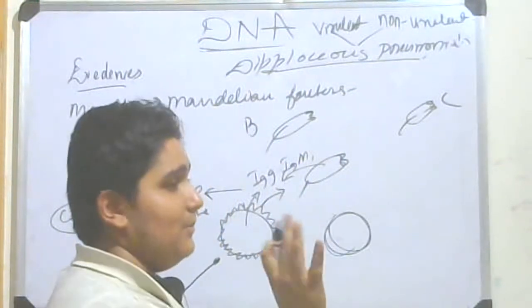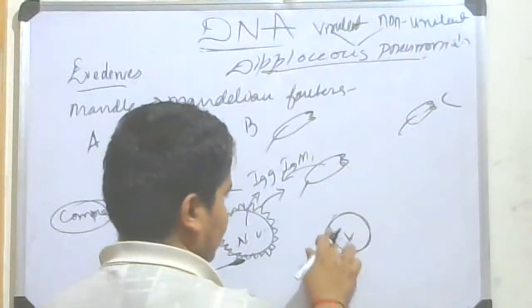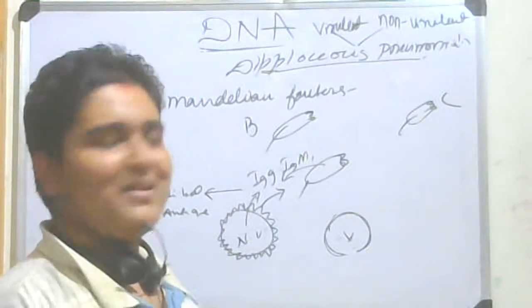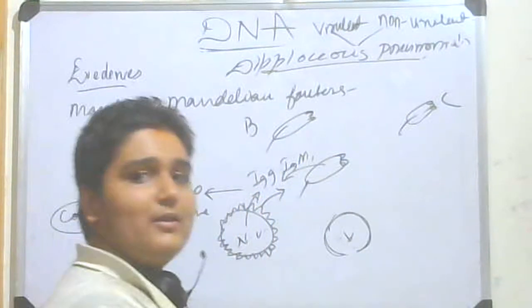Okay, I made a mistake in the beginning. I called this virulent, right? This is non-virulent, and this is virulent. Smooth ones seem quite smooth, but they aren't actually. These are the ones that cause your pneumonia to occur.